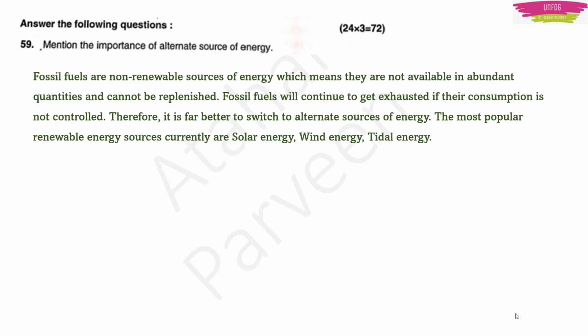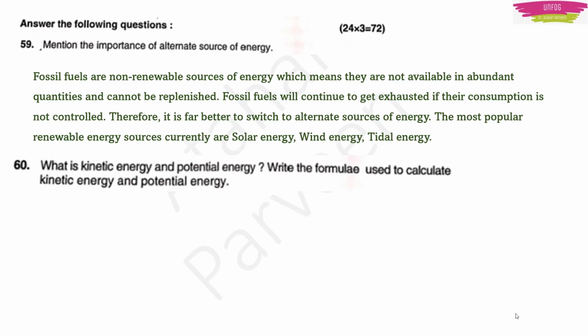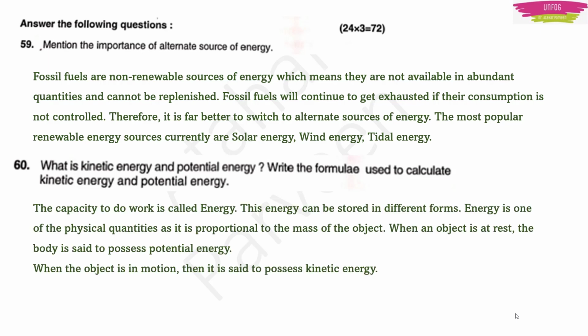So next question. What is kinetic energy and potential energy? Write the formulae used to calculate kinetic energy and potential energy. So we have discussed these topics in our dynamics chapter in physics, right? So let's know what they are. The capacity to do work is called energy. This energy can be stored in different forms. Energy is one of the physical quantities as it is proportional to the mass of the object.